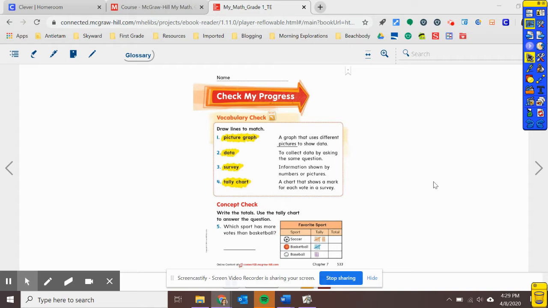You do not need to rip out this page. You do not need to put your name on it. You just need to find it and have your pencil ready to go. When you have those things, then you can unpause and we can get started.